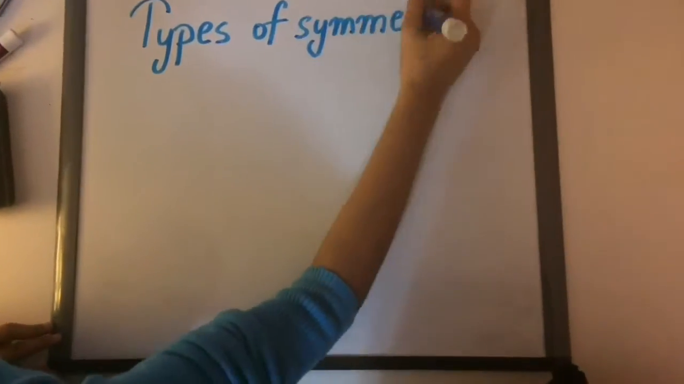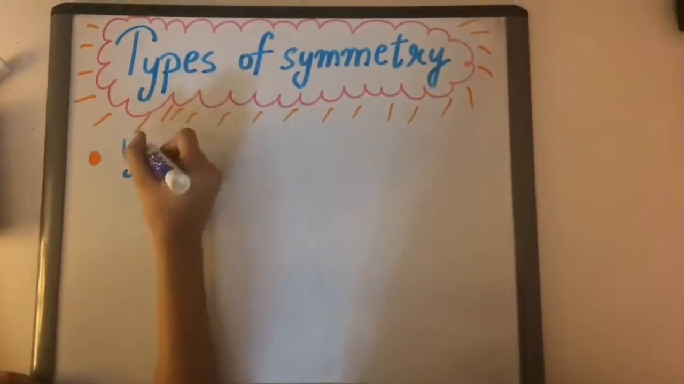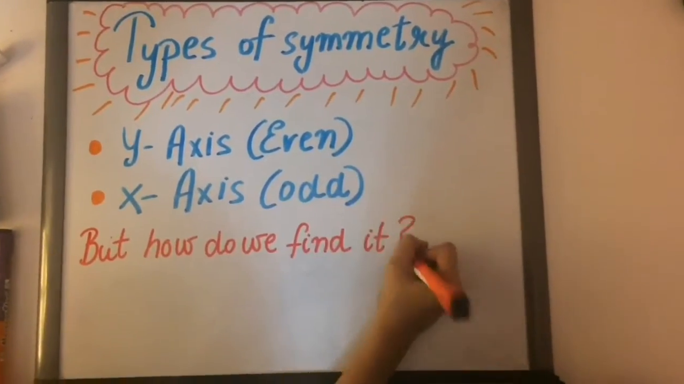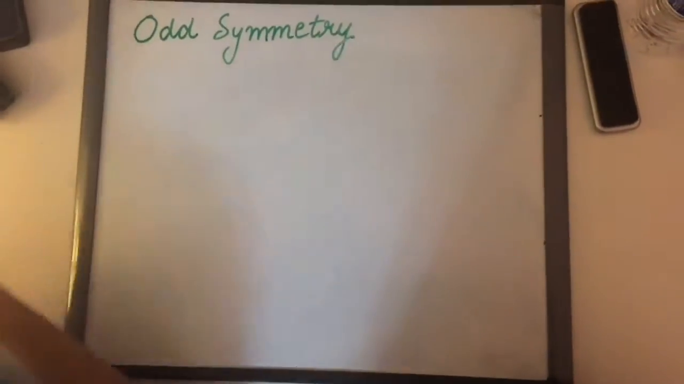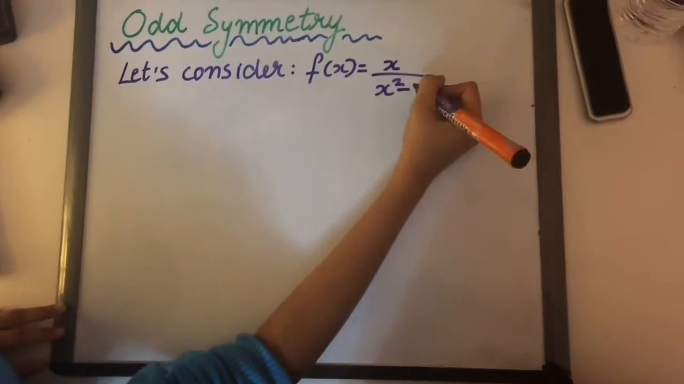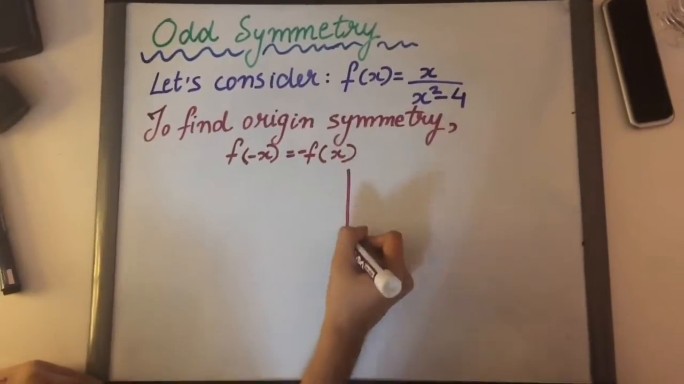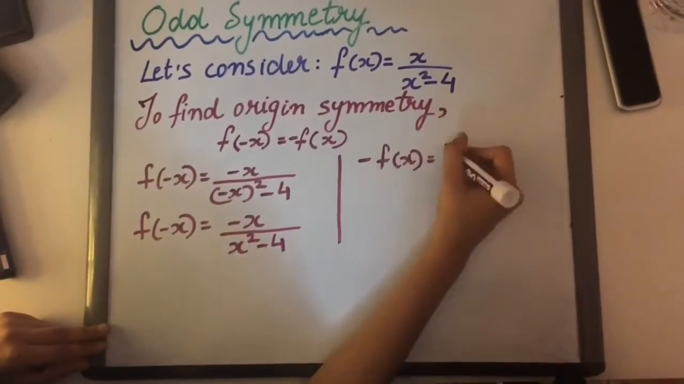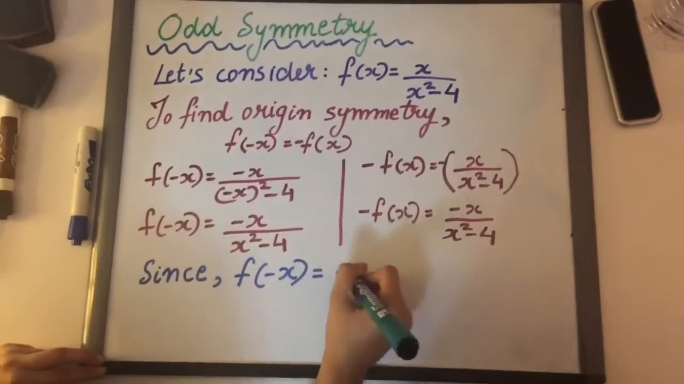There are 2 types of symmetry: y-axis symmetry, also known as even symmetry, and origin symmetry, also known as odd symmetry. But how exactly do we find it? You could find the symmetry of a graph without even graphing it. For an equation to have odd symmetry, f of negative x must equal negative f of x. Let's consider this equation. f of x equals x over x squared minus 4. You would substitute negative x for x and negative f of x for f of x. Here we have odd symmetry.